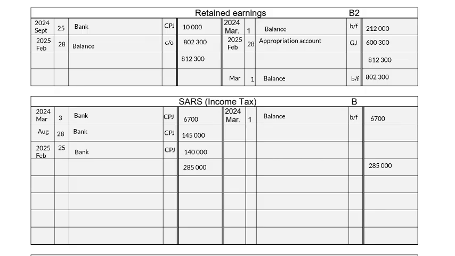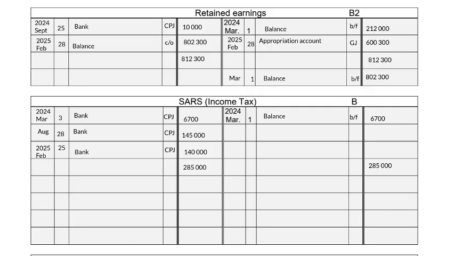Then on the credit side, at the end of February, 28 February 2025, they said we made a net profit of 940,000 Rand, and 30% of that amount is our income tax. So 940,000 times 30% gives me 282,000 that needs to be paid over to SARS.